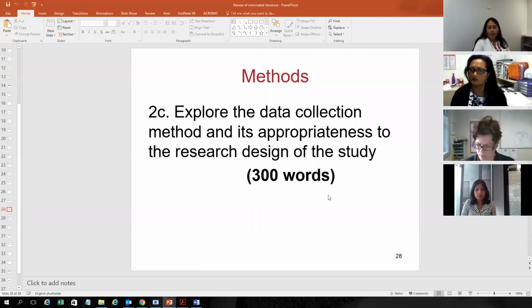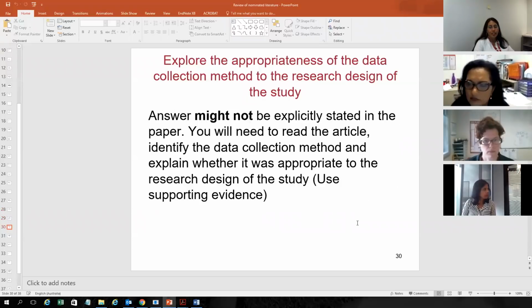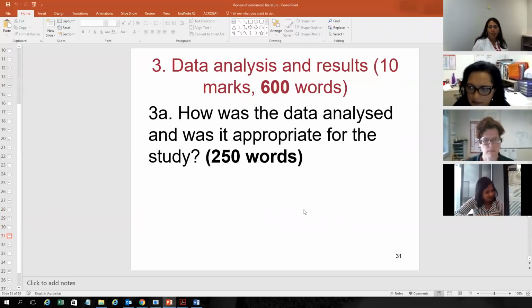All right, thank you. Here are some expressions that you might use: data was collected by means of; questionnaires were the main source of information; whatever was employed as a primary method of data collection; gathering data entailed, etc. And we talked about the appropriateness. It might not be in the paper, so you need to work it out. Okay, I'm handing over to Mandy again.